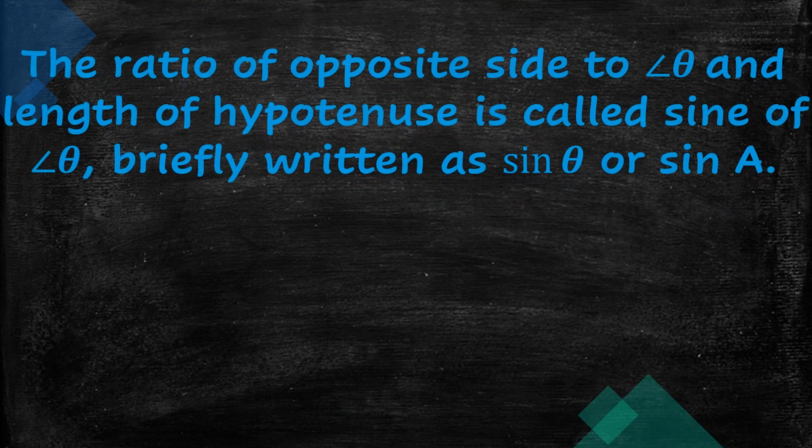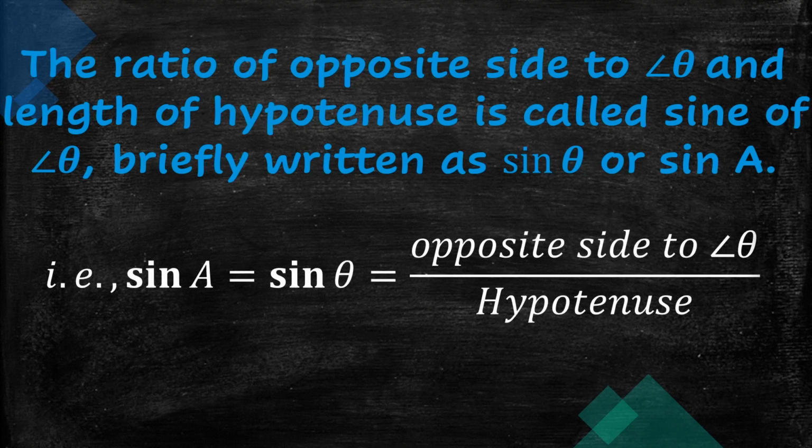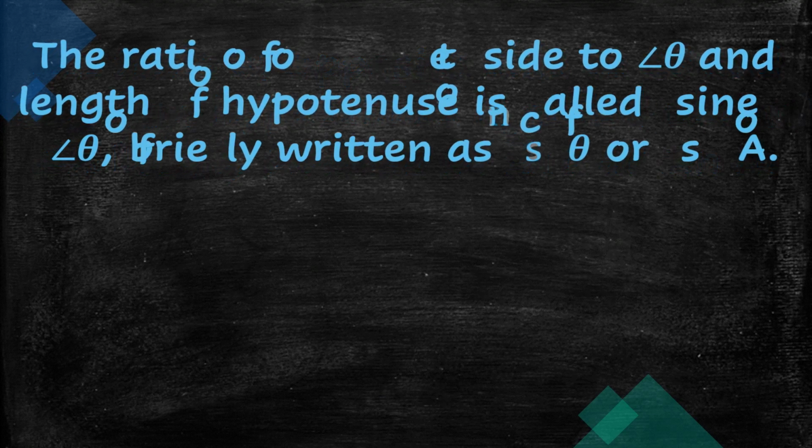Alright, now let us discuss the 6 kinds of trigonometric ratios. The first one, sin theta. The ratio of the side opposite to angle theta and the length of the hypotenuse is called sin of theta, briefly written as sin theta or sin A. Sin A equals sin theta equals opposite side to angle theta by hypotenuse. From the figure, that is equal to BC by AC.